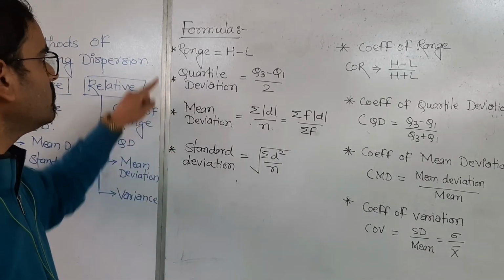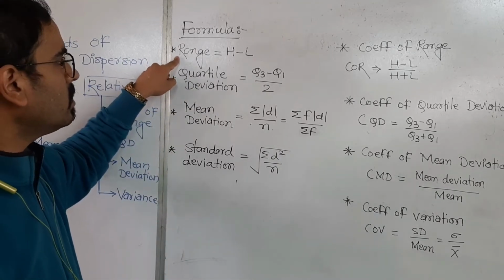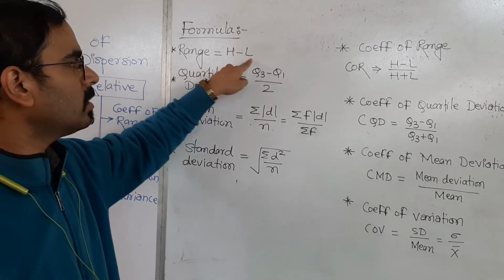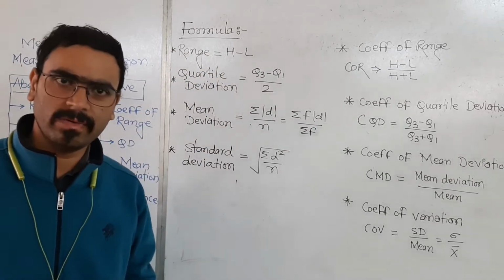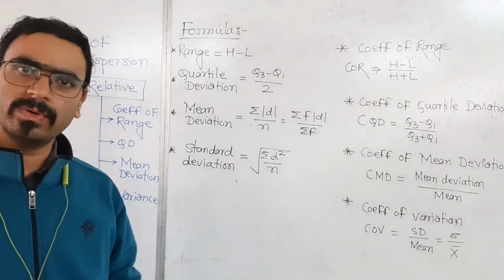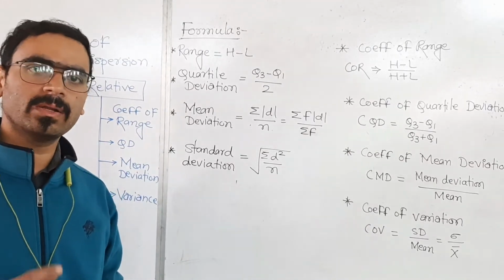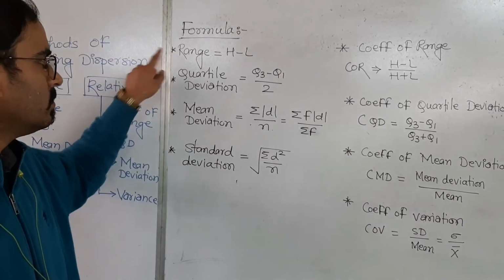Here are the formulas. The range formula is highest value minus lowest value. Whatever data is given, we have to consider the highest and lowest value, and the difference between the highest and lowest value will be our range.